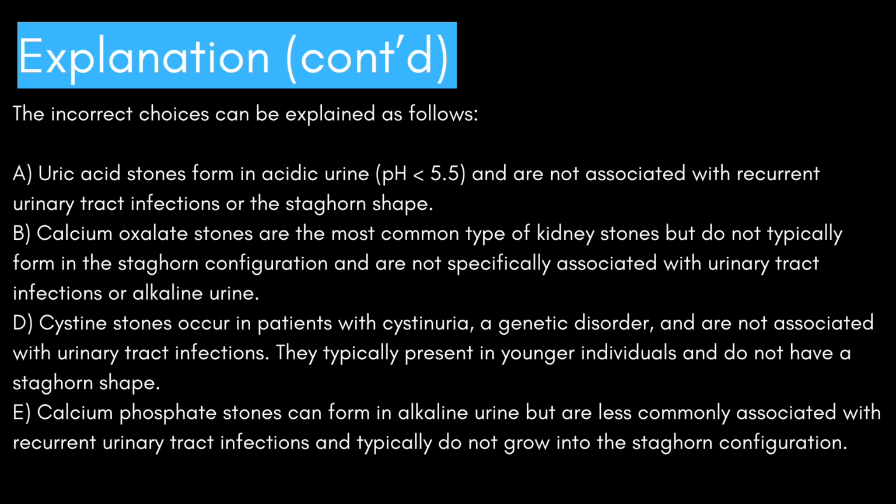E. Calcium phosphate stones can form in alkaline urine, but are less commonly associated with recurrent urinary tract infections, and typically do not grow into the staghorn configuration. All right, now that we have covered this question, let's move on to look at the next question.